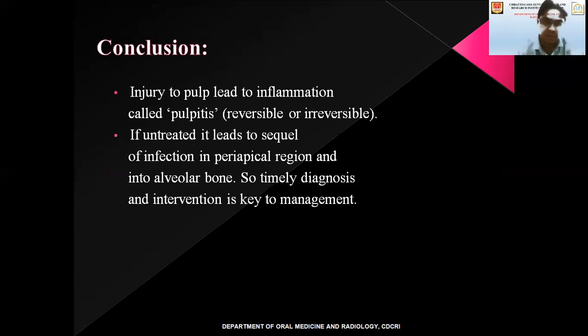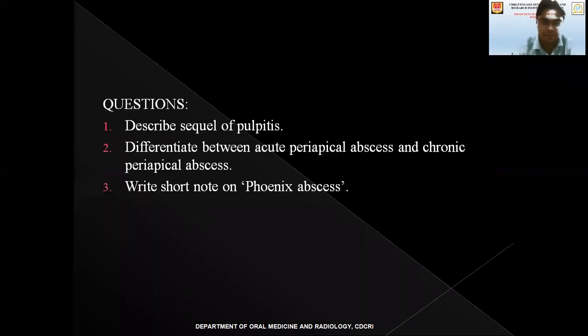So to conclude, injury to the pulp leads to the inflammation called pulpitis, which can be either reversible or irreversible. If untreated, it leads to the sequelae of infection in periapical region and into alveolar bone. So timely diagnosis and intervention is the key to management for such cases.